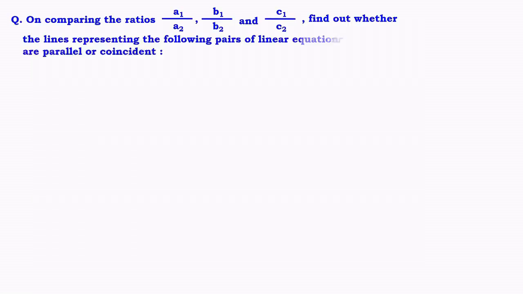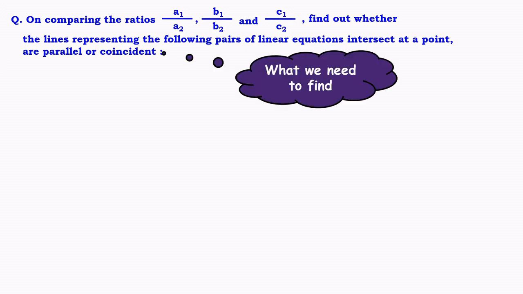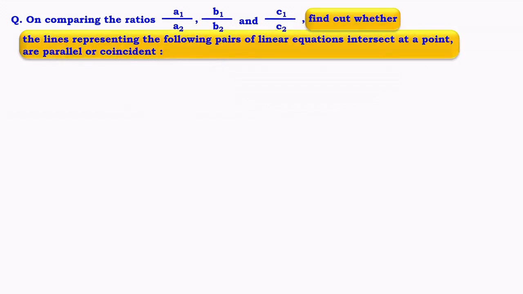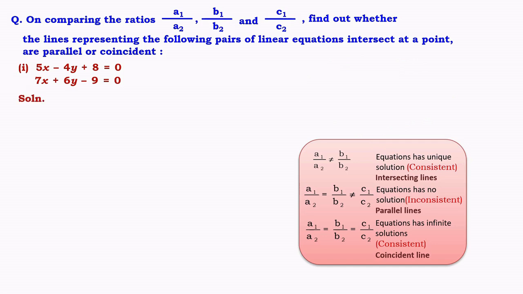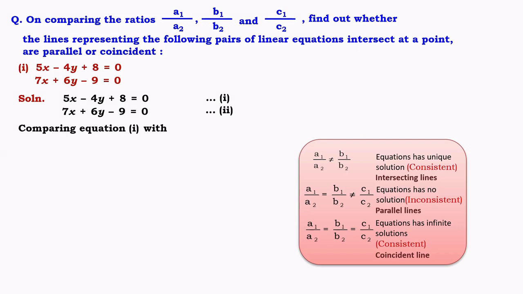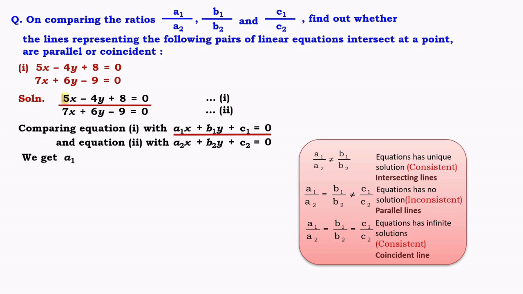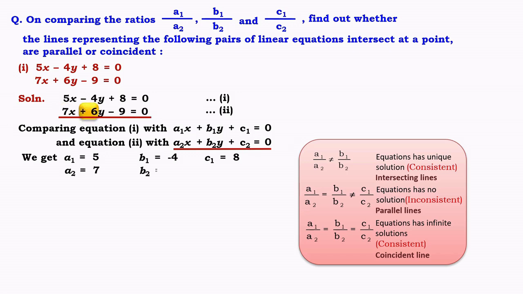Now let us apply this concept to a question. We are given two equations. 5x minus 4y plus 8 equals 0 and 7x plus 6y minus 9 equals 0. First, we compare both equations with the standard form ax plus by plus c equals 0. From the first equation, a1 is 5, b1 is minus 4, and c1 is 8. From the second equation, a2 is 7, b2 is 6, and c2 is minus 9.